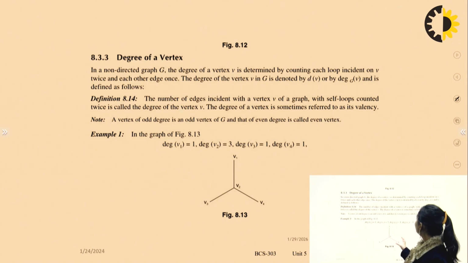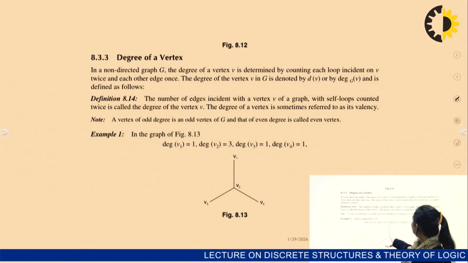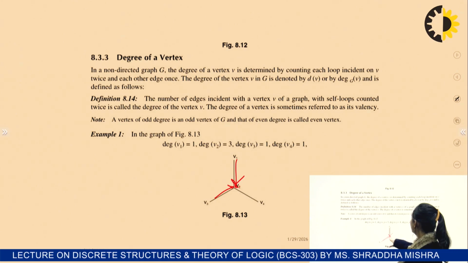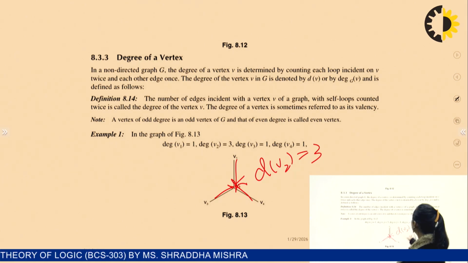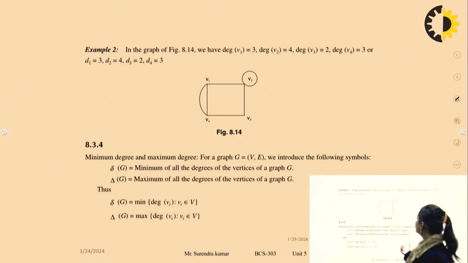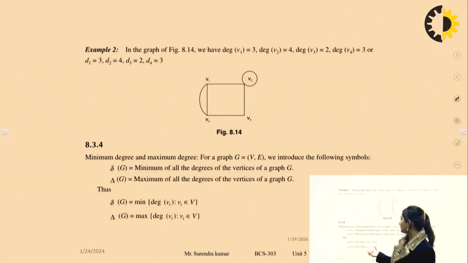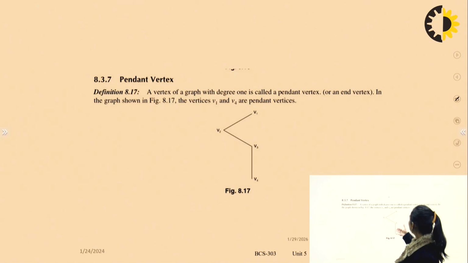Degree of a vertex: if we see this, for this vertex we have these 3 edges incident. So for V2, the degree is 3 because there are 3 edges incident on this particular vertex. Next, minimum degree and maximum degree. The minimum degree is denoted by this del and the maximum by this delta. Now, next you can see the example of a pendant vertex, right?